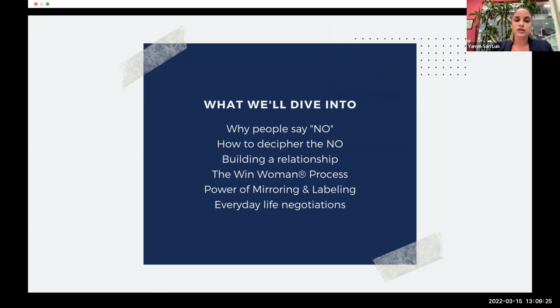Then we're going to dive into the power of mirroring and labeling, which is a negotiation technique for getting more information out of the individual that's sitting across the table from you. And we'll go into everyday negotiation. We'll wrap up with everyday negotiations and how to put this into work. This will take us 35 to 40 minutes, and then we'll save a little bit of time later on for questions.